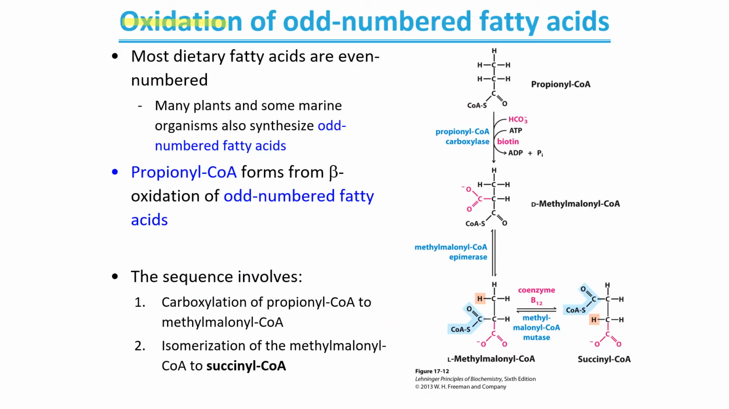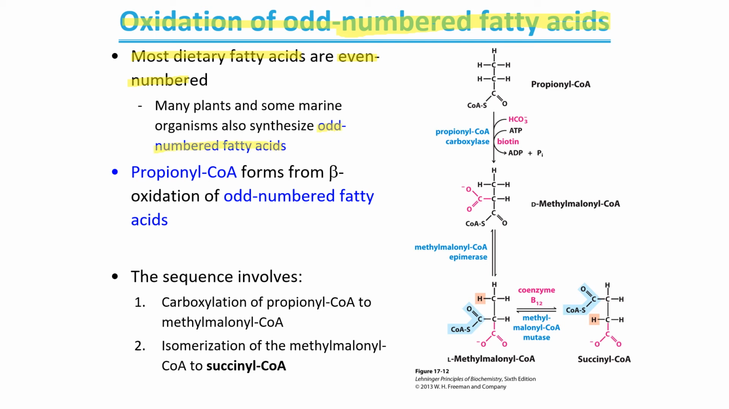Next up is oxidation of odd number fatty acids. An odd number fatty acid means that the number of carbons in these fatty acids will be an odd number, like 13, 15, 17, 19, 21, or whatever. One thing to remember is that most of the dietary fatty acids, meaning the fatty acids that we eat in our diet, are usually even numbered. But many plants and some marine organisms do have these odd number fatty acids.